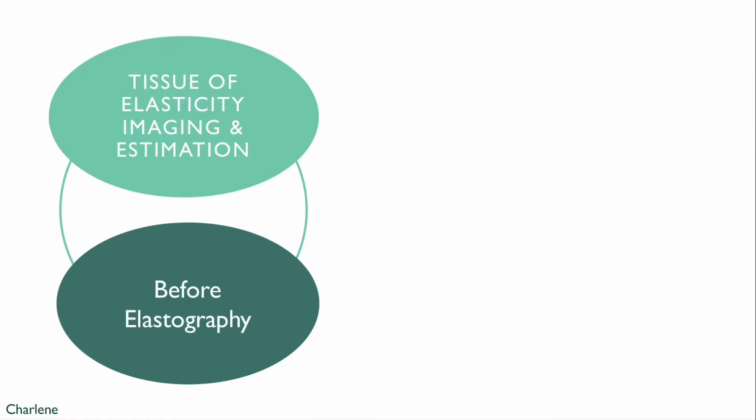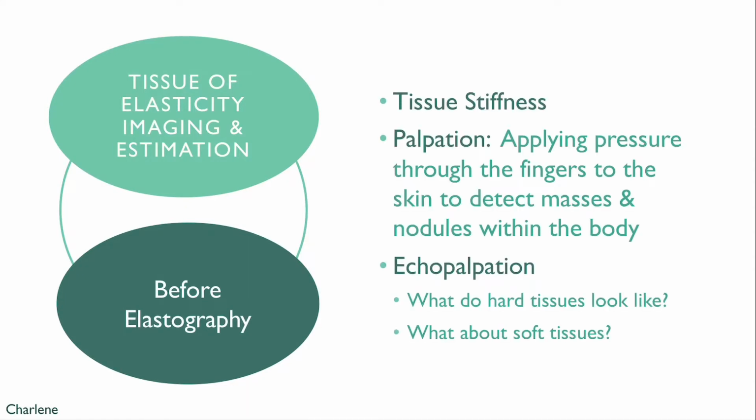So before elastography, we were able to get a feel for tissue stiffness through palpation. Palpation is a method of applying pressure through our fingers to detect masses and nodules within the body. We are physically able to feel for stiffer than normal tissue that may indicate cancerous tumors, inflamed or infected tissue, or also for areas that may be softer than normal.